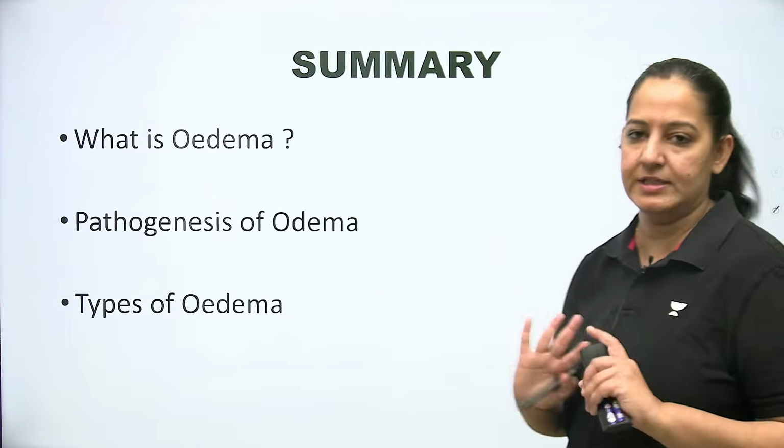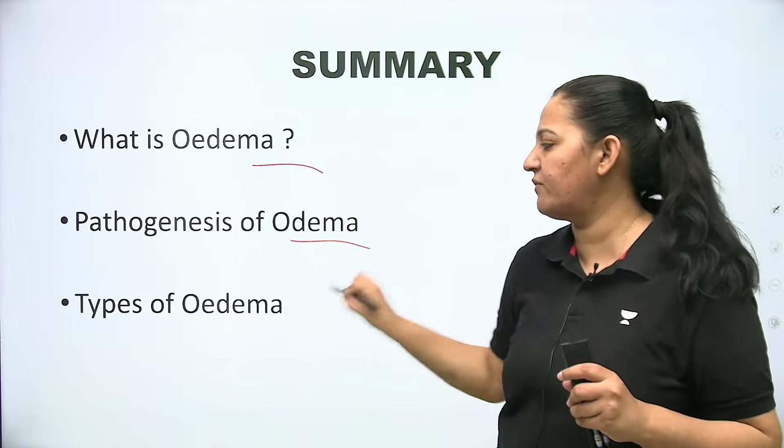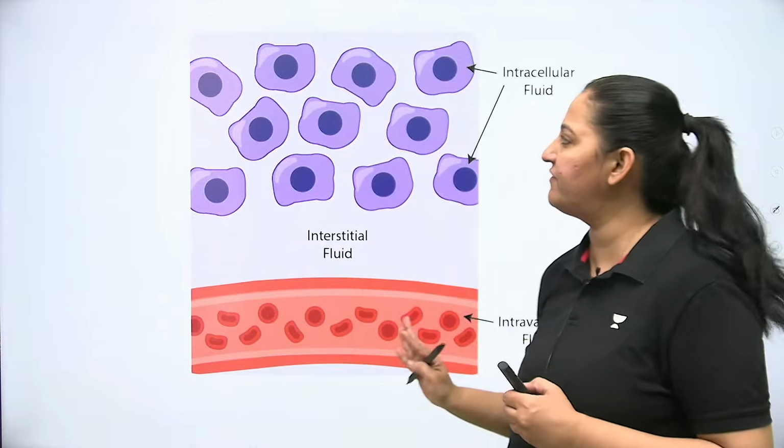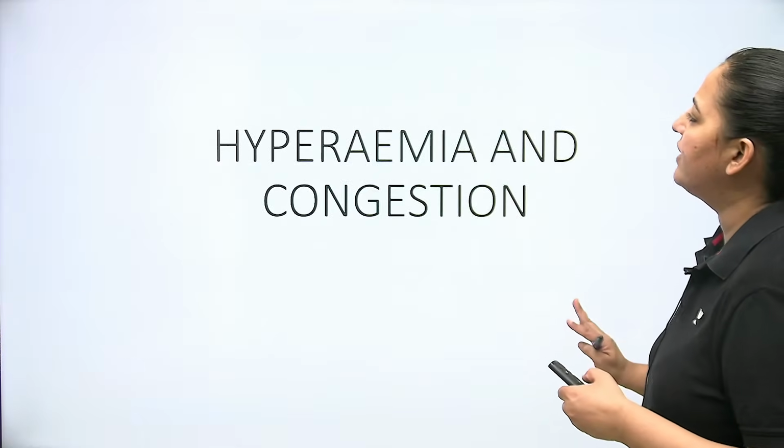So we have done edema. What is edema? What is the pathogenesis of edema? What are the types of edema? Give me a thumbs up. Everyone give me a thumbs up. We are done with the first chapter, edema. I'm not revising. We have completed it.